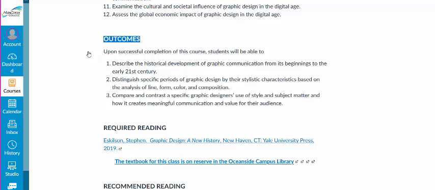You'll be able to distinguish specific periods of graphic design by their stylistic characteristics based on the analysis of line, form, color, and composition. And you'll be able to compare and contrast a specific graphic designer's use of style and subject matter and how it creates meaningful communication and value for their audience.